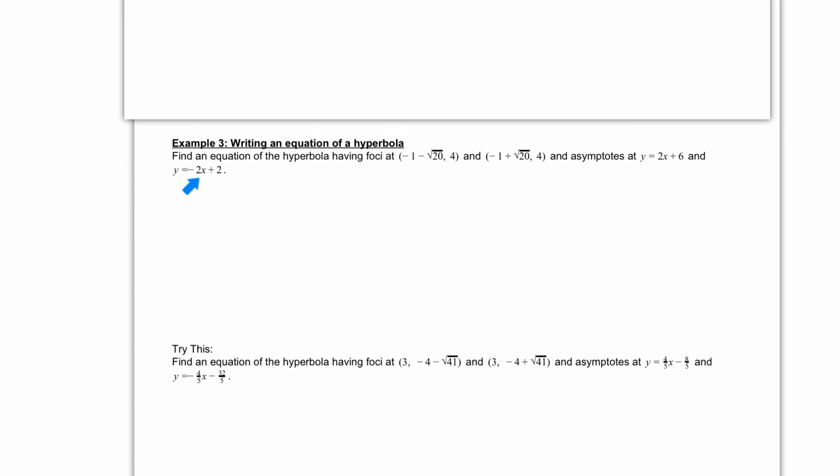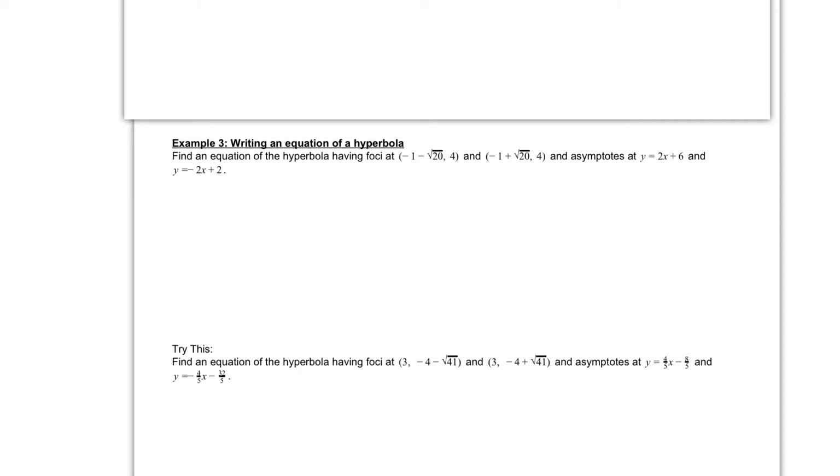In example 3, we want to find an equation of the hyperbola which has foci at (-1 minus the square root of 20, 4) and (-1 plus the square root of 20, 4), and asymptotes at y equals 2x plus 6 and y equals -2x plus 2.